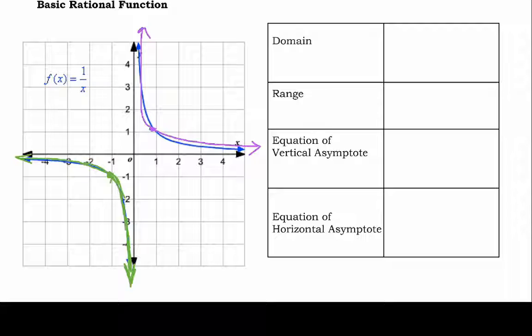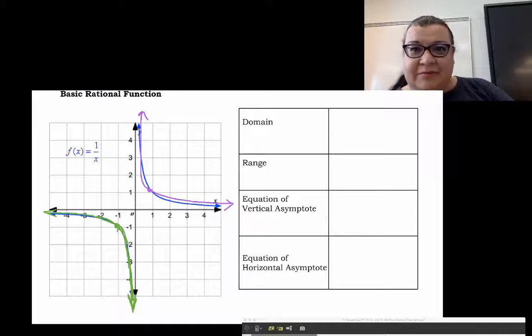This is the graph of a basic rational function. Okay, so hopefully that makes a little bit more sense now.